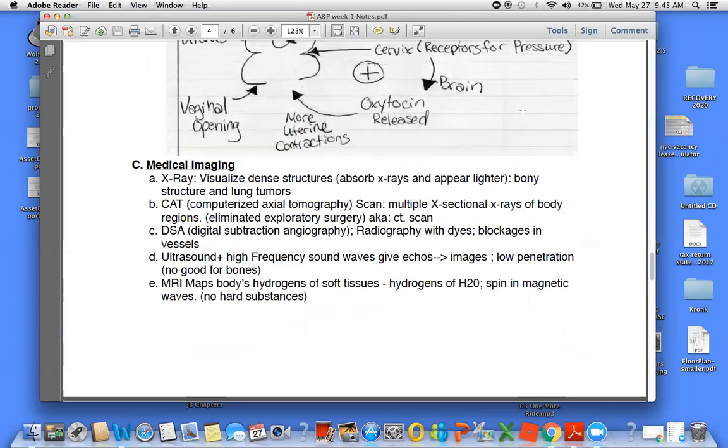Last but not least, anatomy has to involve medical imaging. Some of you may go into the medical imaging field, and I don't think that's a bad idea if you're not interested in nursing or phys ed or PT.